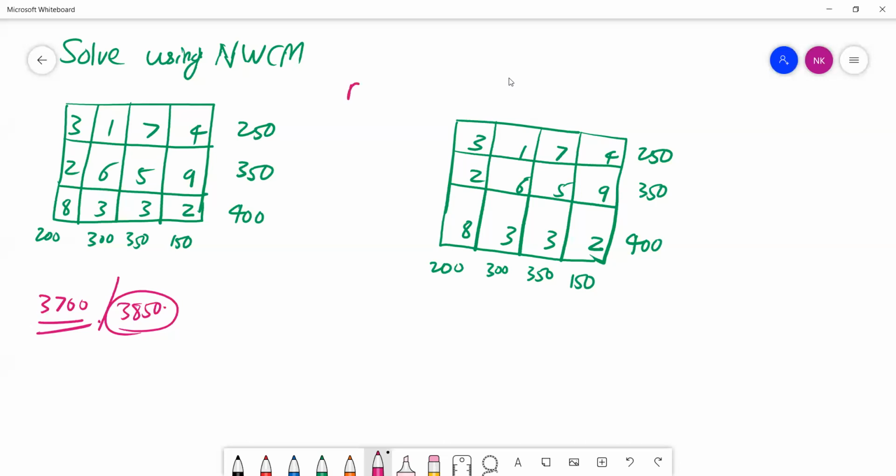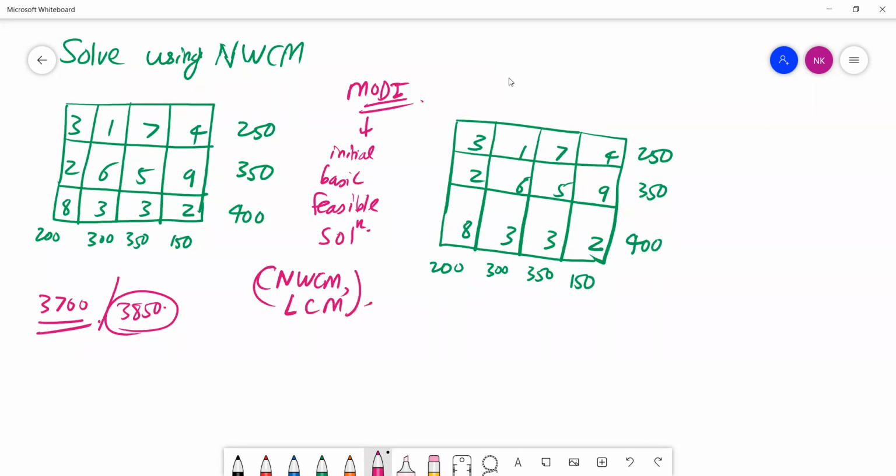So let's start the discussion of the MODI method. For the MODI method, you need to obtain the initial basic feasible solution. For this, you have two methods, that is the northwest corner method and the least cost method. You can obtain the solution using any of the methods. We would be trying to obtain the solution from both the methods. Let's first focus on the first method that we have learned, the northwest corner method. Just go for the northwest corner.